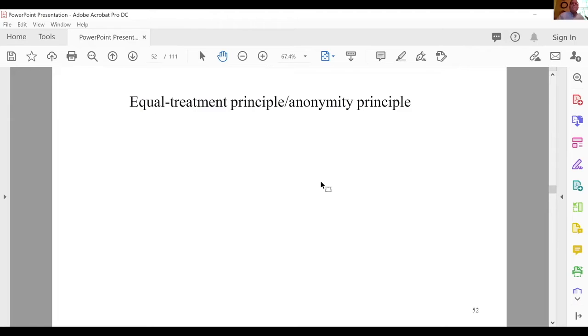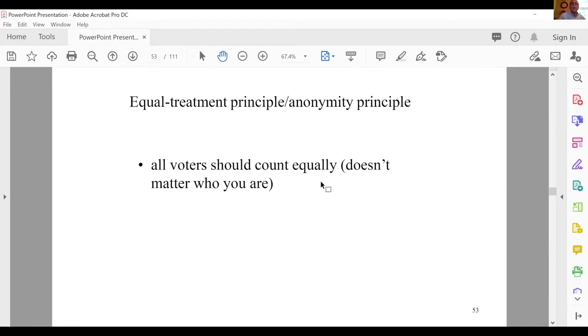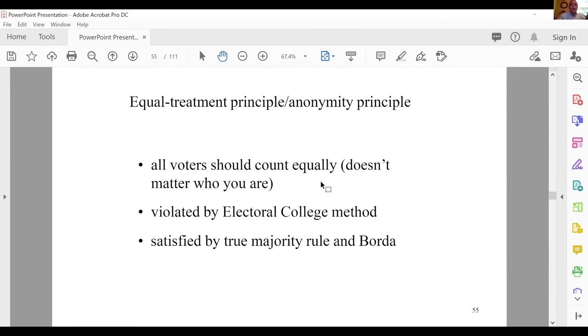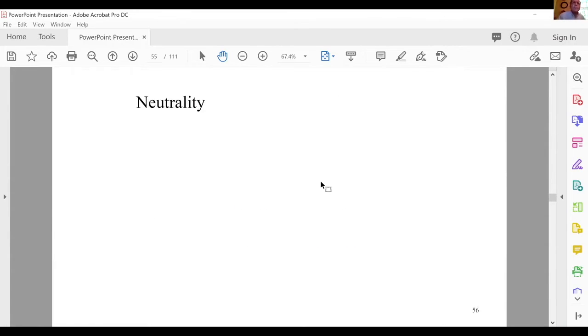Another pretty obvious principle is the equal treatment principle, the idea that all voters should count equally. This is called the anonymity principle in voting theory because it says that voters' names shouldn't matter, only their vote should matter. So all voters count equally. And again, both true majority rule and the Borda count satisfy this. Interestingly, the Electoral College, which we use in general elections for president, violates this because which state you come from makes a difference, and that violates anonymity.